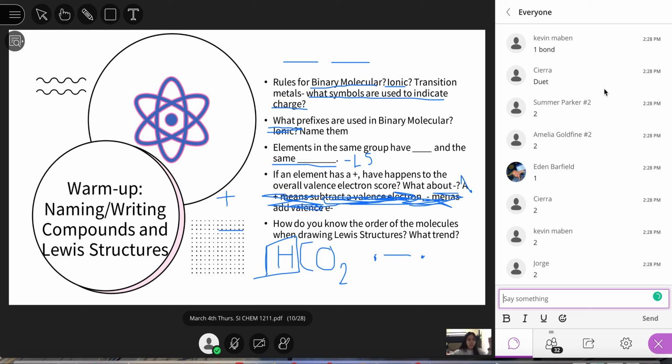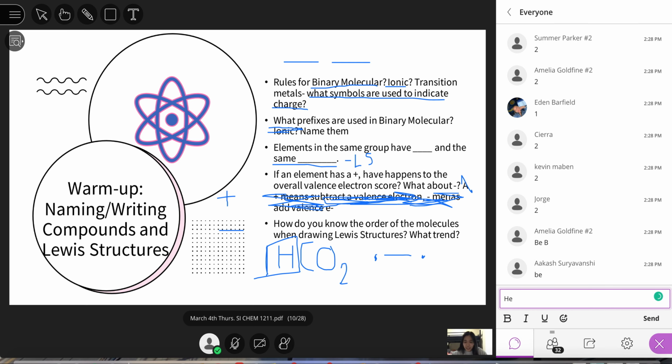Does anyone know the other element? Hydrogen and what? What's the other element? Be. Okay, does anyone have anything else?